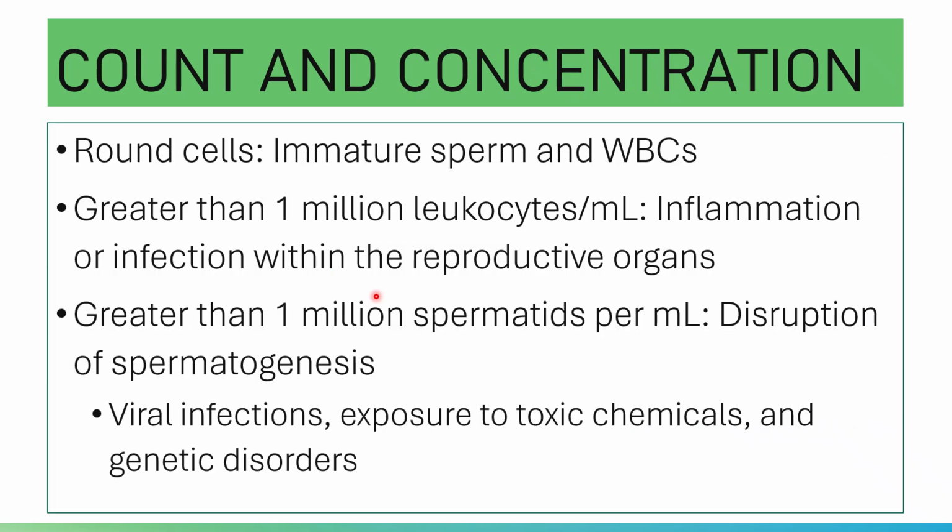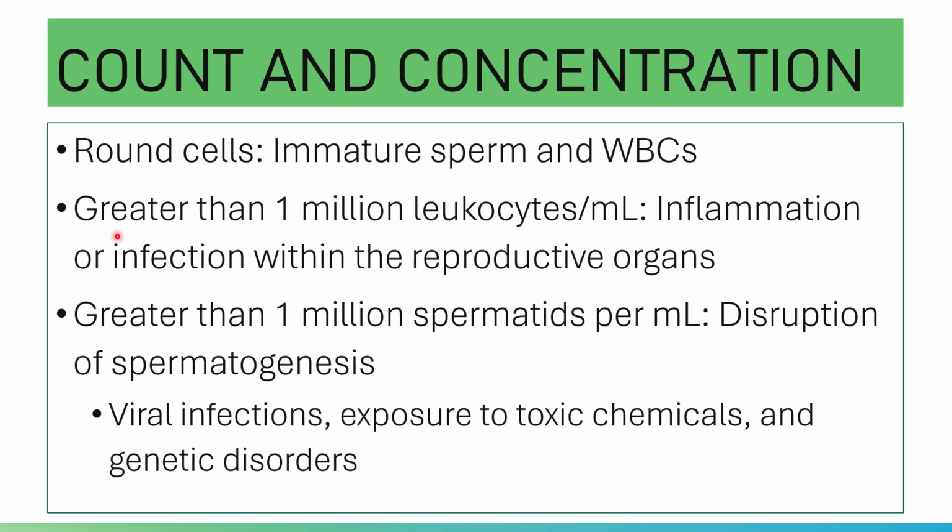For your round cells, please note that they are your immature sperm cells and your WBCs. Please note that only fully developed sperm cells should be counted. Immature WBCs or round cells, together with immature sperm cells, should not be included in sperm count and concentration. However, their presence can be significant and they may need to be identified and counted separately.